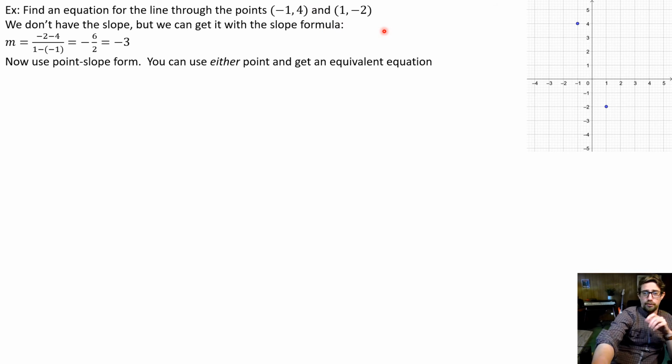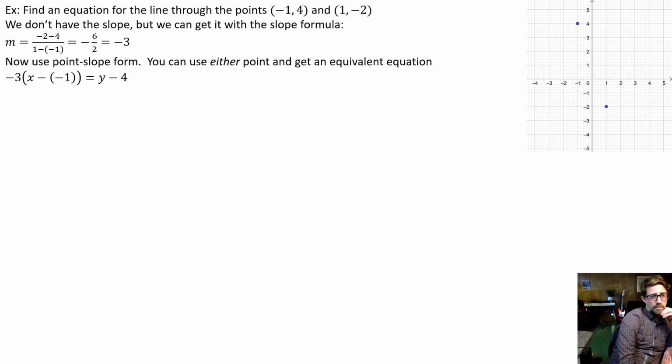I think I'm just going to use the first one because it's first. All right, so it's m times x minus x1 equals y minus y1. So -3 times x minus -1 equals y minus 4. Okay, let's just change that x minus -1 to an x plus 1. It's just ugly. We don't like to see redundant stuff like that.